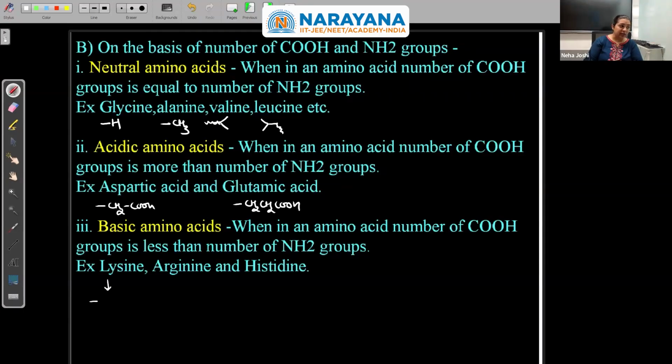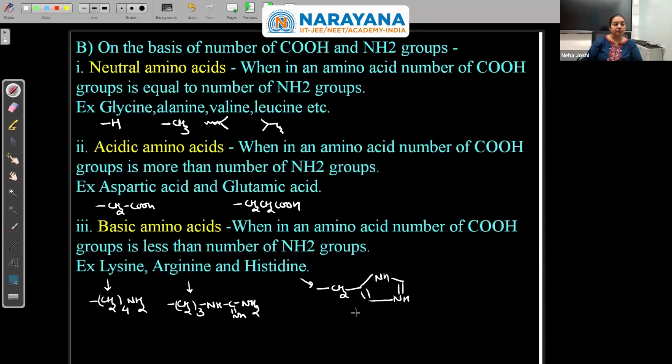Basic amino acids, repeat. Yes, I know I am repeating it a number of times. It is intentional. Lysine. In arginine, it was three times CH2, and then comes NH, C double bond NH, NH2, the guanidine group. Highly basic. In histidine, it was CH2, then comes the point of contact, and there was an N double bond, NH single bond like this, right?